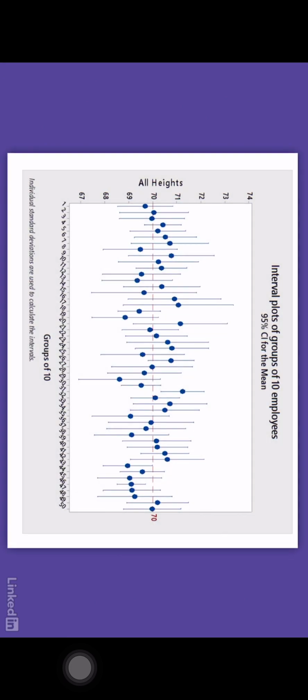Now, here are the interval plots of groups with a smaller sample size of 10 employees each. Notice that the 95% confidence intervals are wider. This isn't a surprise because as sample size gets smaller, it becomes less accurate and we get wider intervals. In hypothesis testing, confidence intervals are often used to visually see if there are differences between groups. If confidence intervals do not overlap, we can be confident in saying that the groups are different regarding the value of that population parameter.